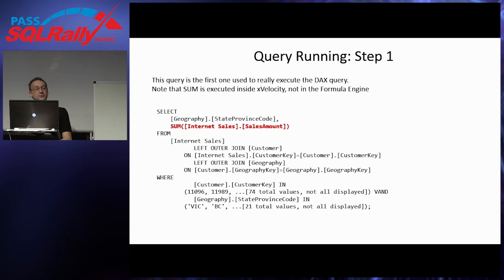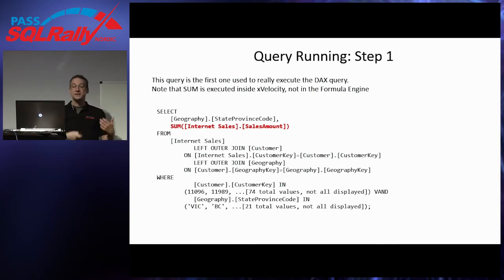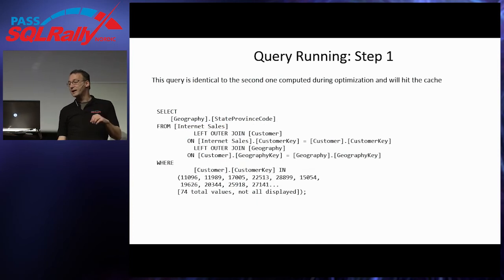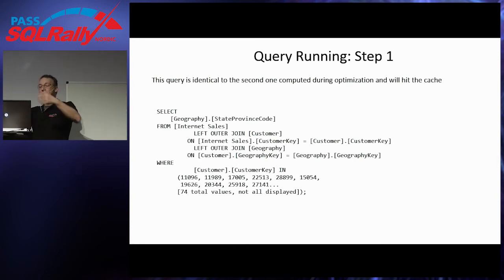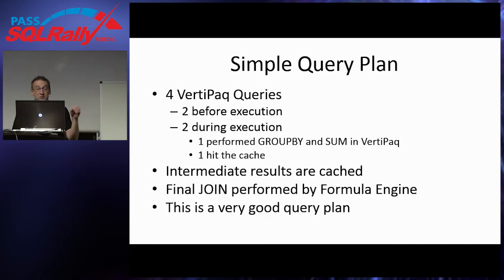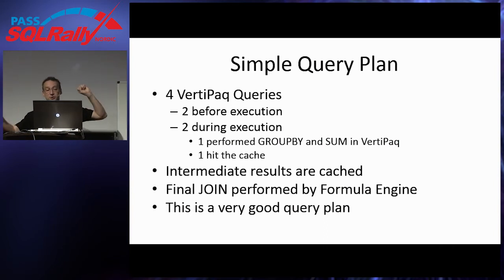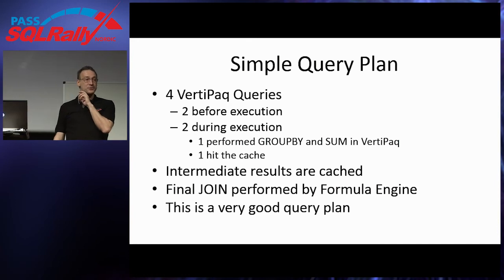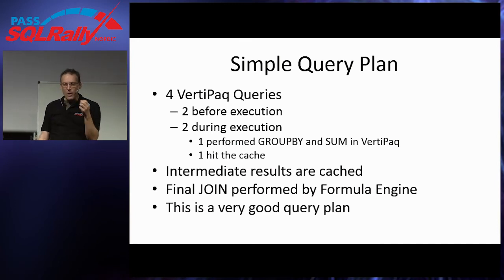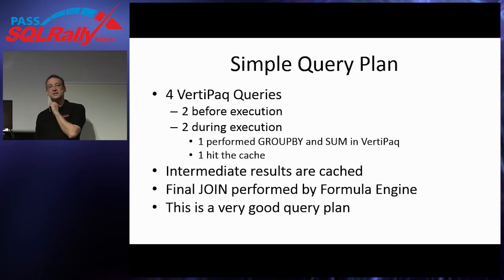And then you have the queries running. The first query is grabbing the complete value, that is state province code and sum of sales amount in the same result set. And the second running query is only taking the state province code. Now I have two sets, one with the state province code, the other one with the sum. I merge them together and I produce the final result. So a very simple query plan produces something like 4 Vertipaq queries, 2 before the execution and 2 during the execution. All intermediate results are cached and then used by Formula Engine, and the final join is executed by Formula Engine.